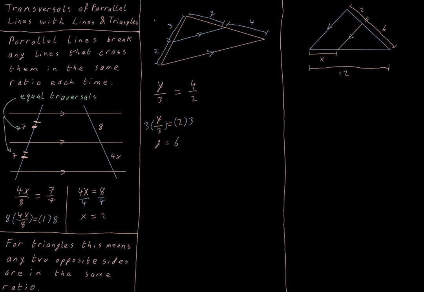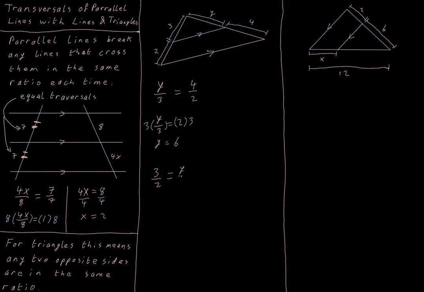So if we imagine there was a third parallel line going through the tip of that triangle, so it looked a little bit more like our first example, we would have 3 all over 2 must be the same as y all over 4. 7 all over 7 must be the same as 8 all over 4x. So we could break it up that way. Just to be clear, the question is answered here. The point is to show that there are lots of different ways that this relationship plays out.